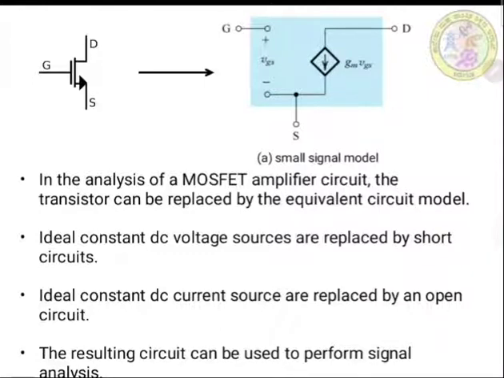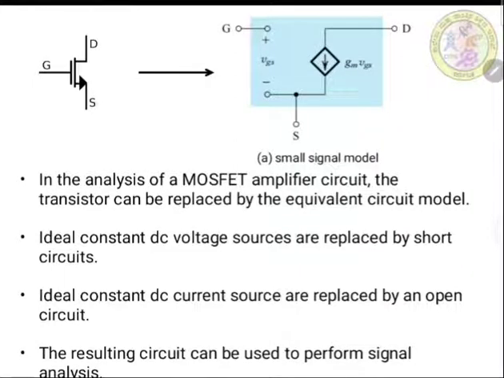Now in figure A, the major demerit is that it assumes that in the saturation region the drain current is independent of the drain to source voltage, but practically it is not so. Even in the saturation region there is a dependence between ID and VDS. So this small signal equivalent circuit is considered without the resistance effect in the saturation region, and it treats ID as totally independent of VDS.